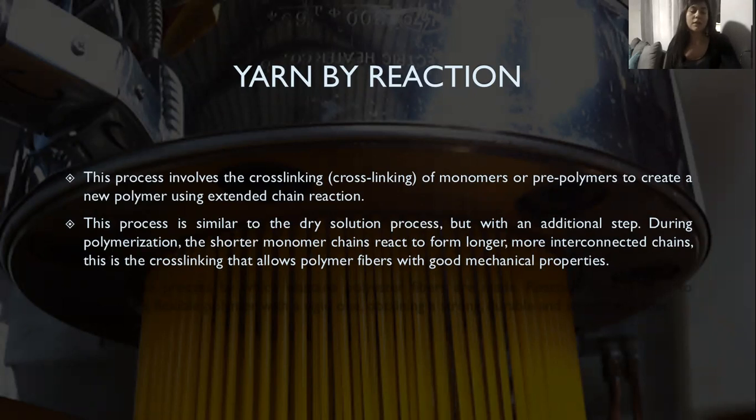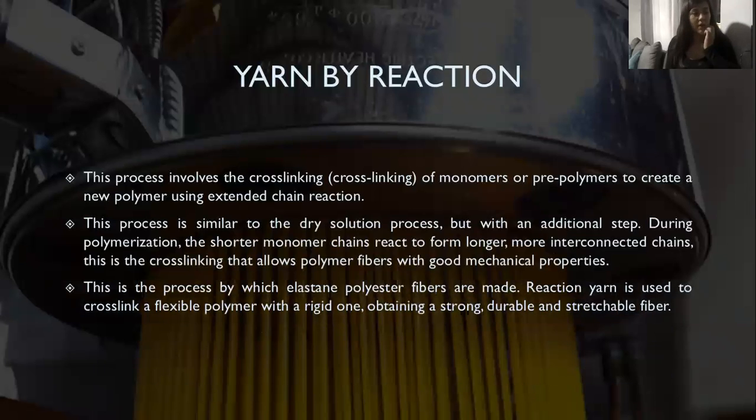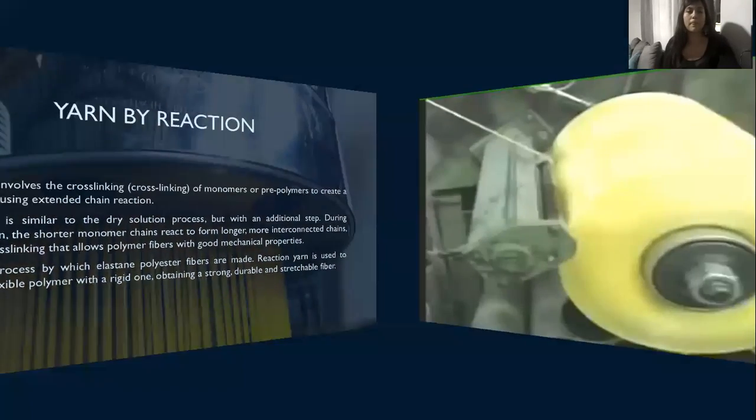This is the cross-linking that allows polymer fiber with good mechanical properties. This is the process by which elastane polyester fibers are made. Reaction yarn is used to cross-link a flexible polymer with a rigid one, obtaining strong, durable, and stretchable fiber.